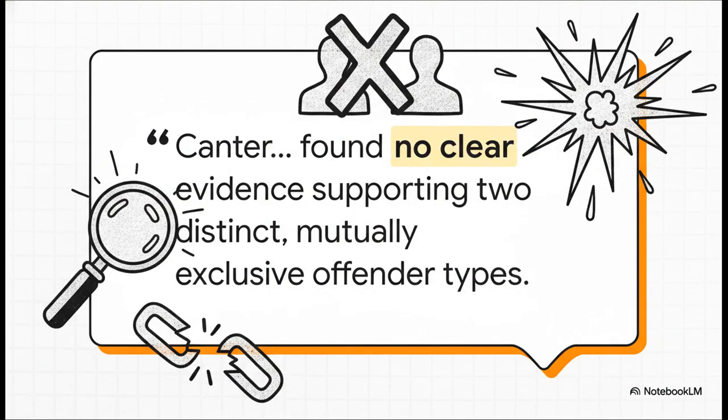And here's the final nail in the coffin. Psychologist David Canter, who is a huge name in the more modern bottom-up approach, ran the numbers. He analyzed 100 U.S. serial murder cases, and what did he find? There was simply no statistical evidence for two distinct types of offender. He found that most killers are a jumbled mix of both organized and disorganized traits, which just shatters the core idea of the top-down model.